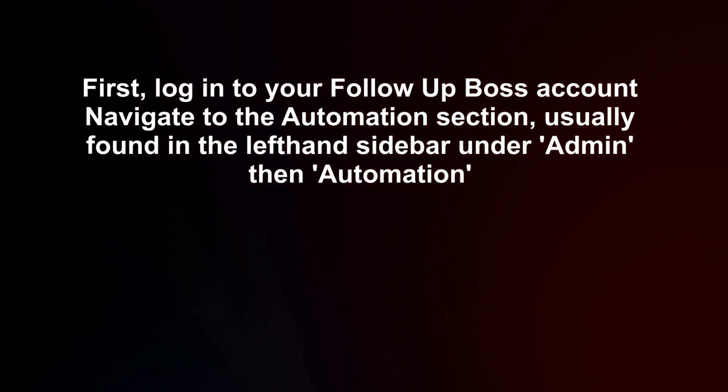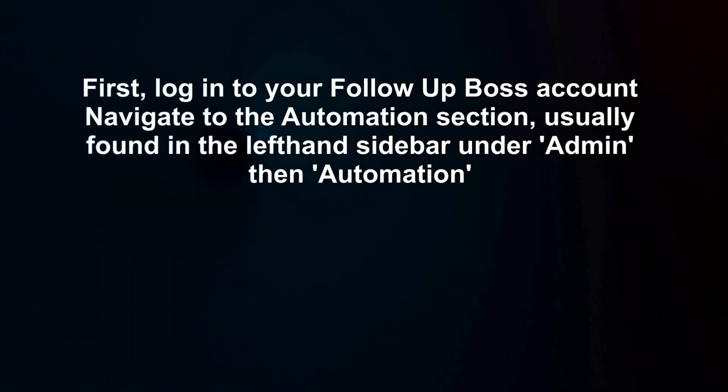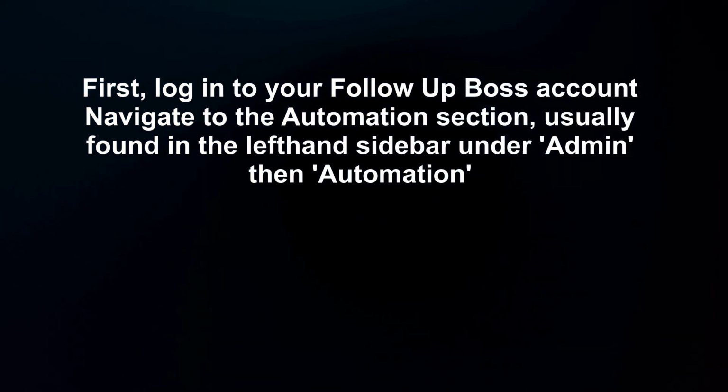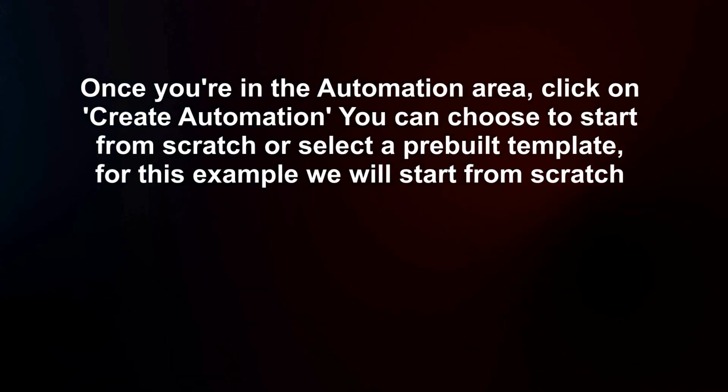First, log into your Follow-Up Boss account. Navigate to the Automation section, usually found in the left-hand sidebar under Admin, then Automation. Once you're in the Automation area, click on Create Automation.